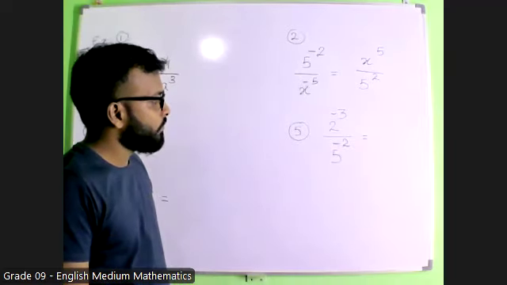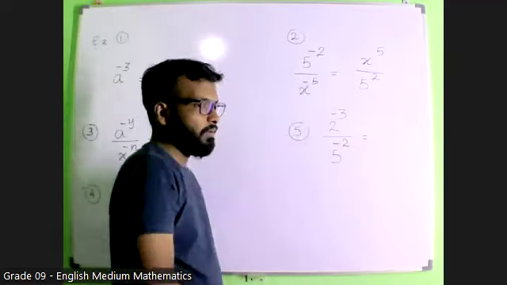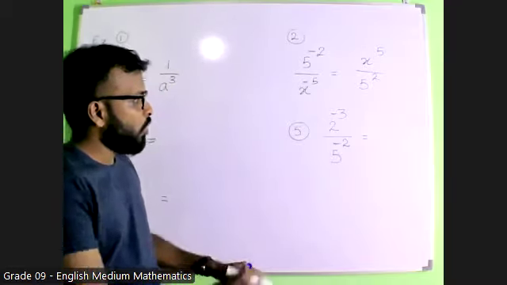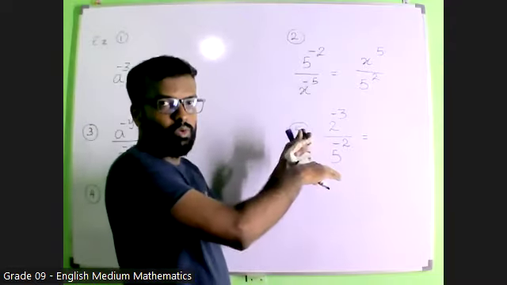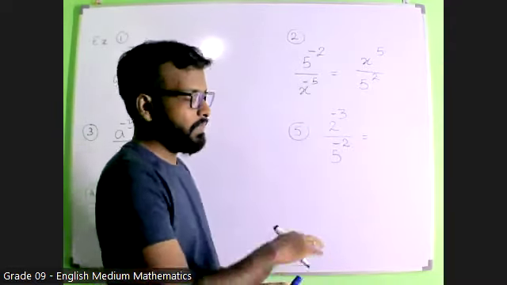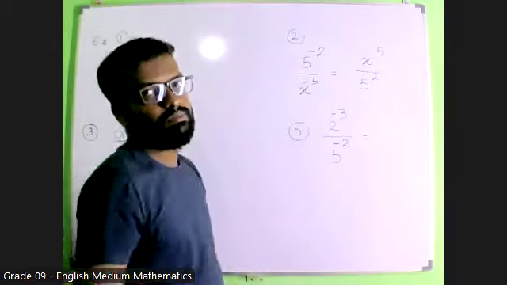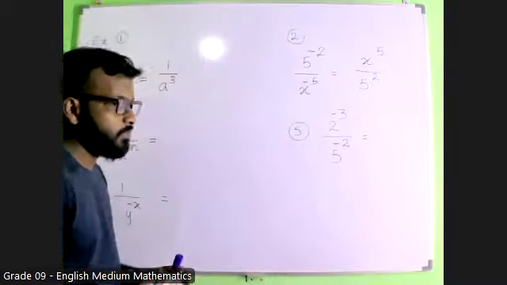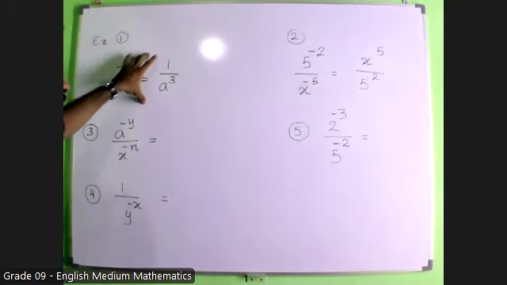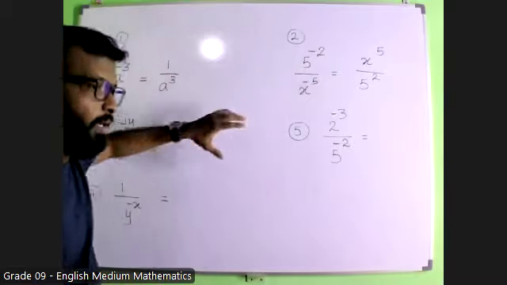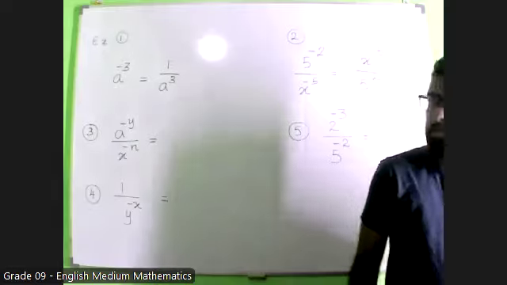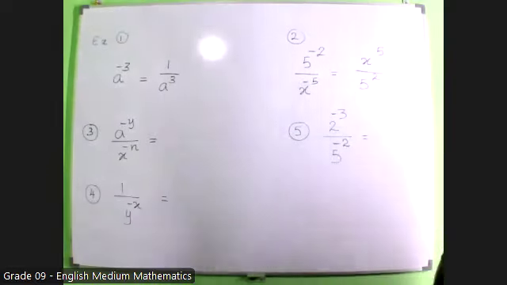Now 2 to the power negative 3, 5 to the power negative 2. How do you convert this into a positive power? We need to take the reciprocal, and after that it is positive. So I have done example number 1 and example number 2. Please try these 3 and let me know once you finish.